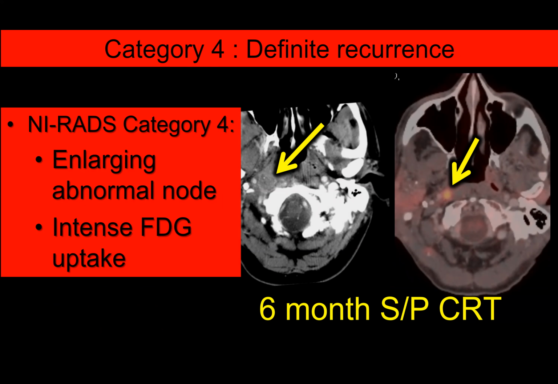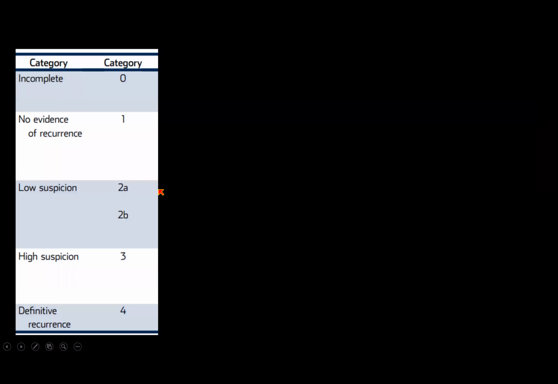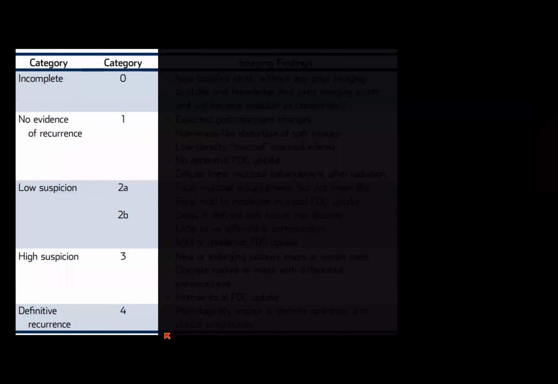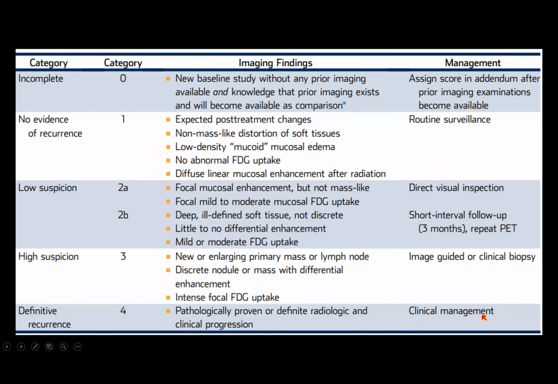So to finish up, why should we use NI-RADS? Well, it's kind of a nice system. We have these well-defined categories: incomplete, no evidence, low suspicion, high suspicion, and definite. Each of those has well-defined imaging findings and management. Anytime we're guiding management, that's a good thing for us. And again, we can think about this as managing the primary as well as the lymph nodes.